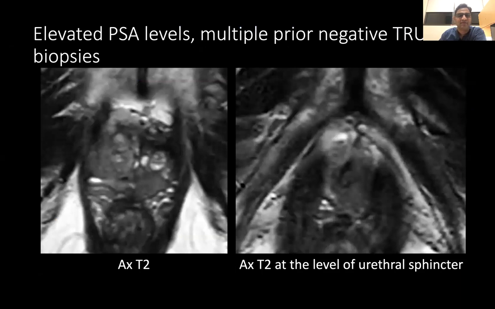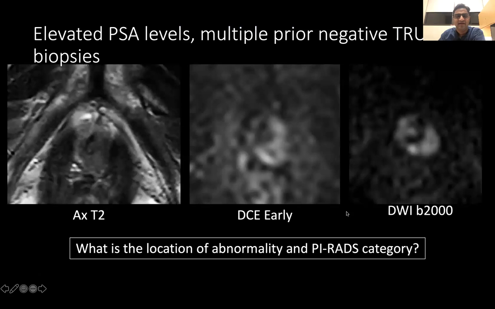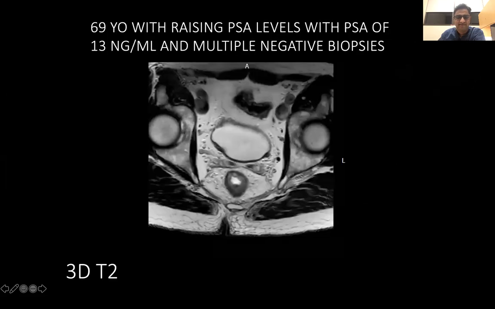And another patient with elevated PSA levels, multiple prior negative TRUS biopsies, and there is an abnormality here or here. I'm going to show you a cine here, but I want you to pay attention here. This is the urethral sphincter. This is a subapical region inferior to the prostate, and here you can see the urethral sphincter that's hypointense, and you can see that there is an interruption here, and this is all the tumor. So this is a subapical extension of the tumor, and there is corresponding marked restricted diffusion and early enhancement. Let me show you the cine here.